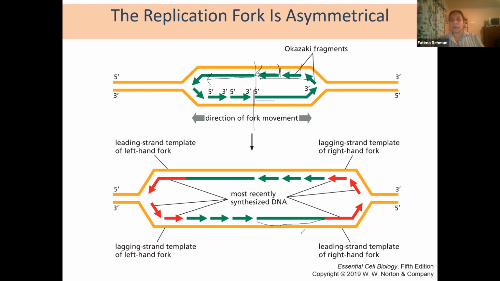And on the complementary side, on the 3' strand of your DNA, it's going to start off with the lagging strand and then get to the leading strand on the left-hand side of the fork. Okay?